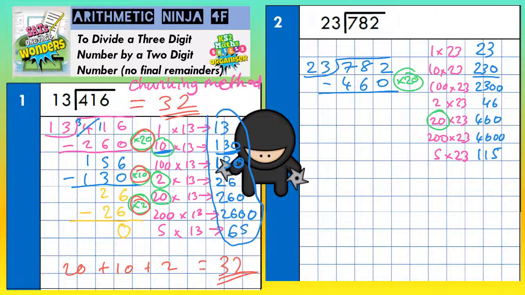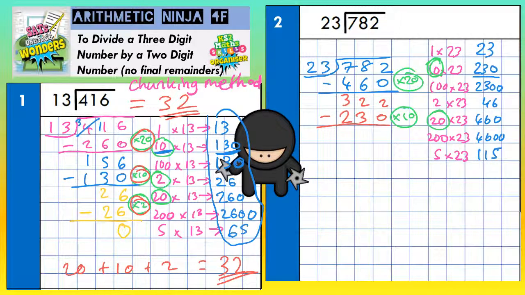Let's work that out. 2 take away nothing is 2, 8 take away 6 is 2, 7 take away 4 is 3. So we're down to 322. What's the next biggest number from the list we can take away? Well, I make that 230. So let's take away 230. And 230 is a chunk of 10 23s.